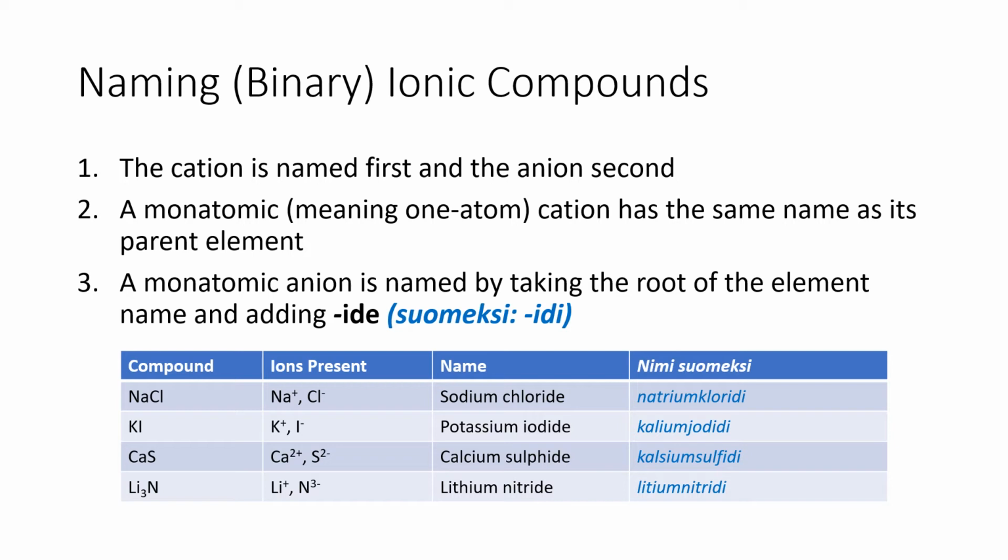Binary ionic compounds are ionic compounds that contain only two types of elements. They are named by writing the name of the cation first, followed by the name of the anion. The cation retains the same name as the element. The anion's name is similar to the elemental name, but the ending of the name has been removed and replaced with "ide", in Finnish "idi".